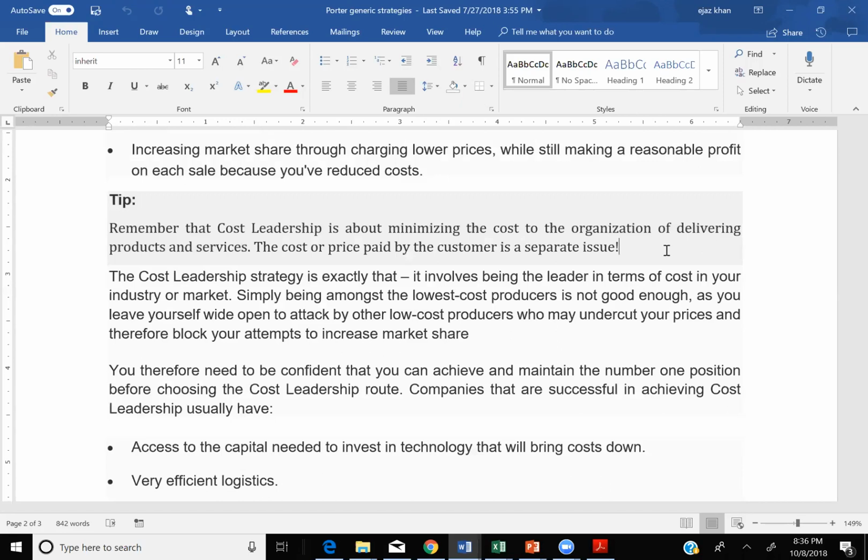The cost leadership strategy is basically focusing on reducing the costs to earn the required profits. Whereas the product differentiation strategy is focusing on offering premium features so that you are able to charge a premium price in order to earn your required profits.